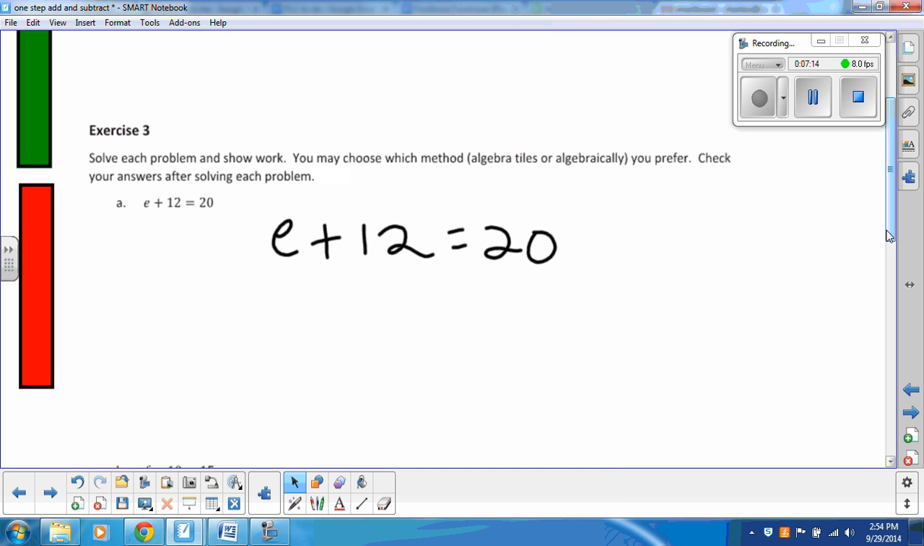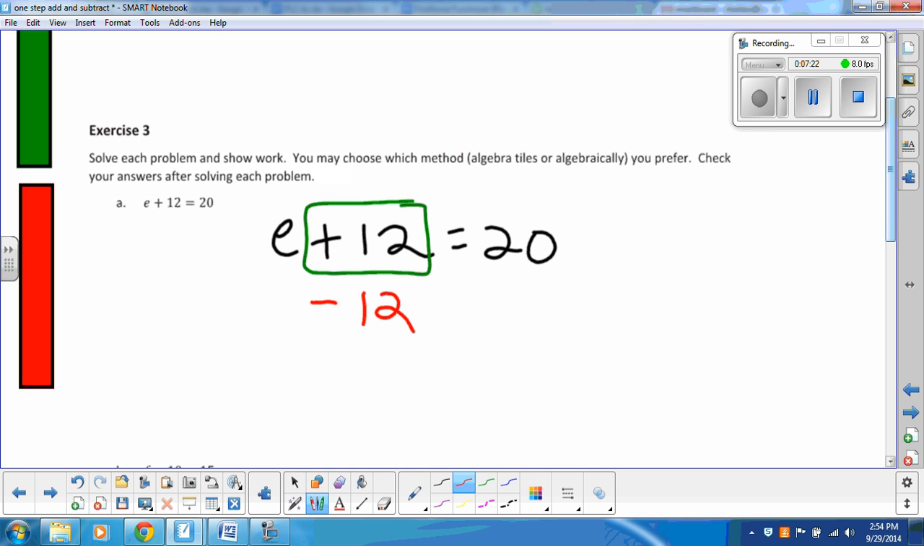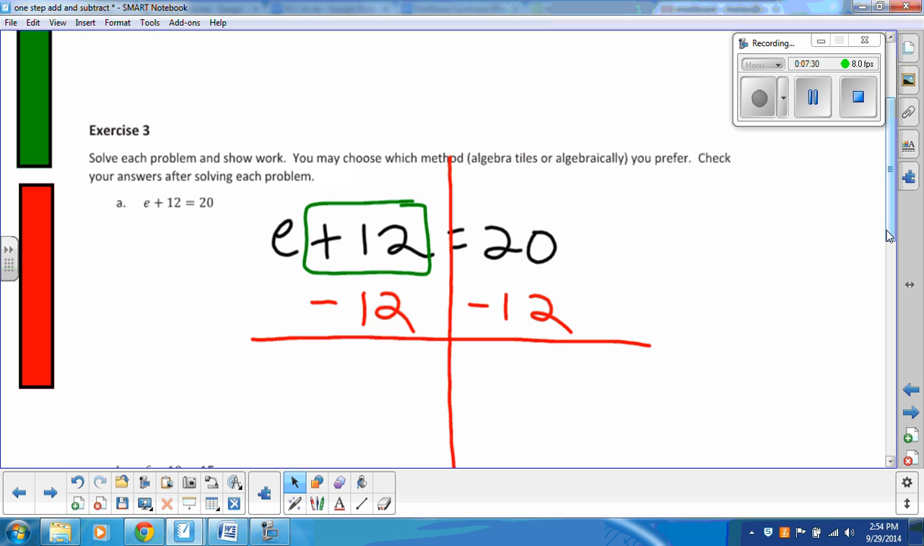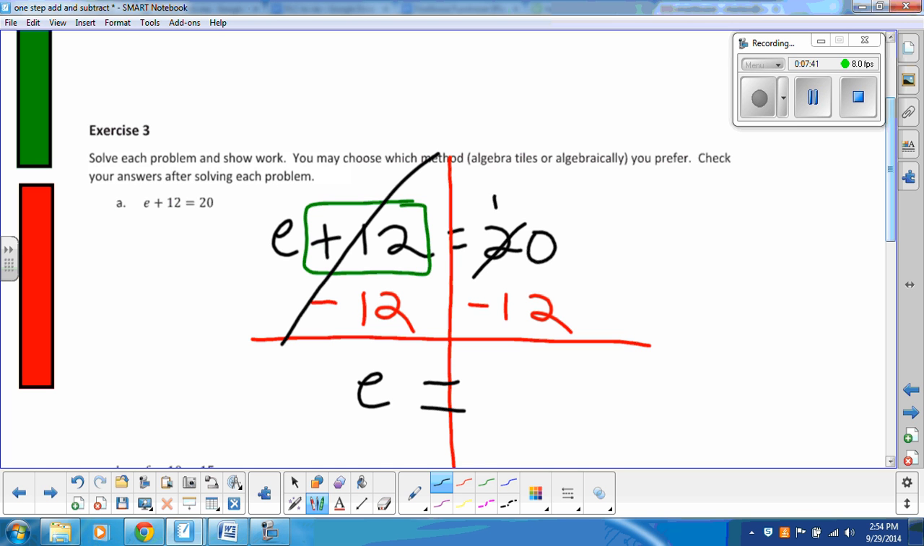What's attached to the E? I have positive 12 attached to the E. What's the opposite of positive 12? Negative 12. What I do to one side, I must do the other. Some people like to make a line down the equal sign so you can see that you actually did balance it out, and I'm cool with that, and I'm sure everybody else will too, whatever you got to do to understand it. These go away. They cancel. Those are your 0 pairs, and I'm left with E equals, subtract this out like that, 8.